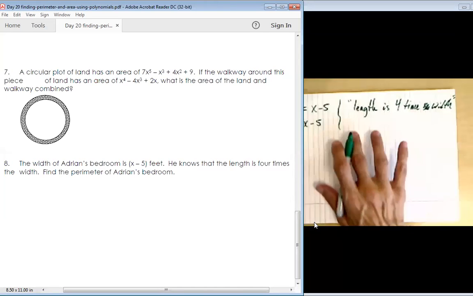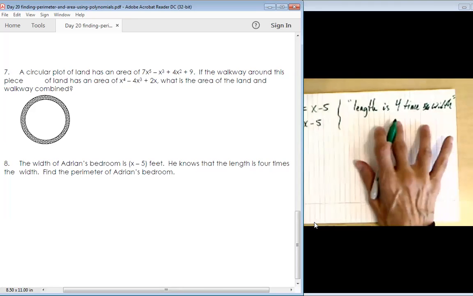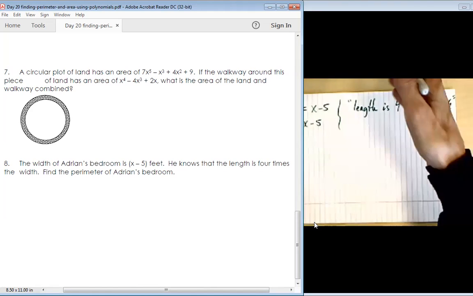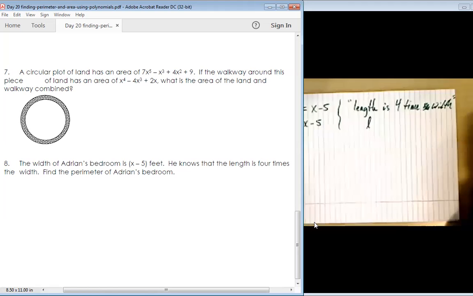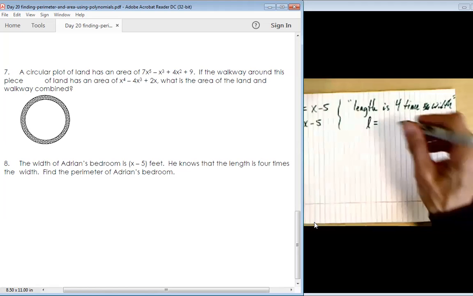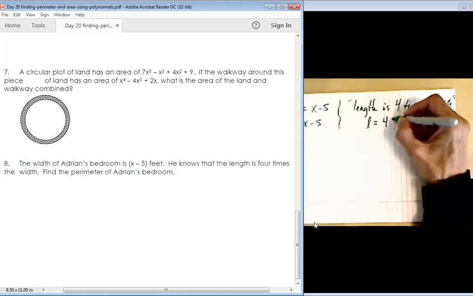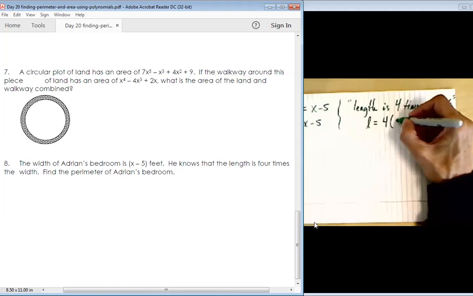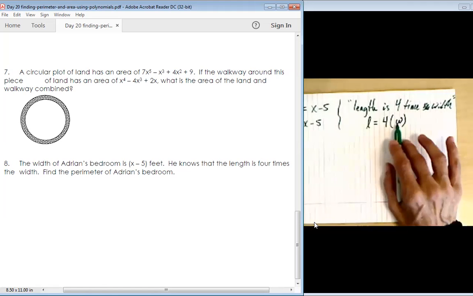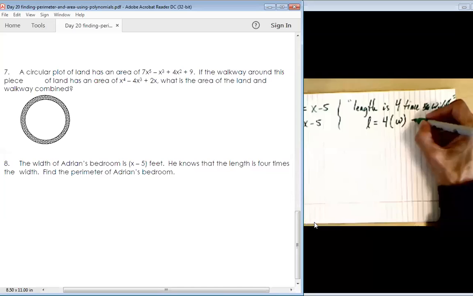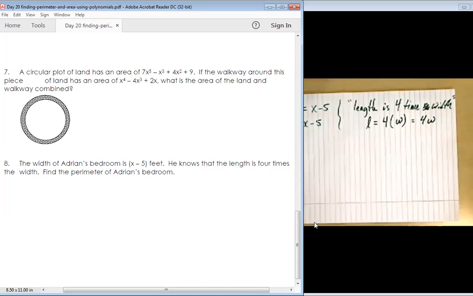Well, we have this idea from the second sentence, right? So we can work vertically and get it translated. Length is 4 bracket W. True, but you don't really need the brackets for this situation. This would be okay. If you want to put brackets, you need to write the W, x minus 5.